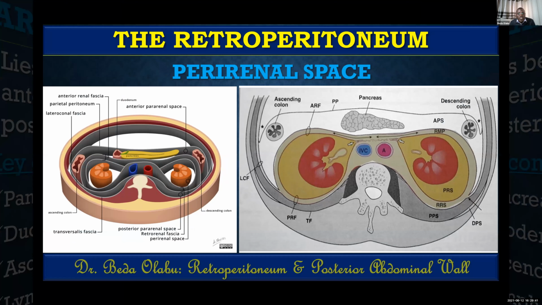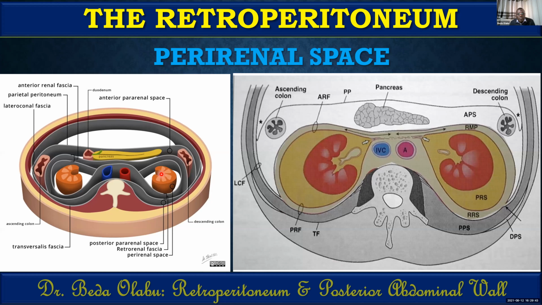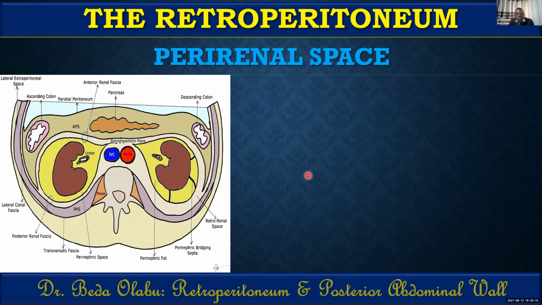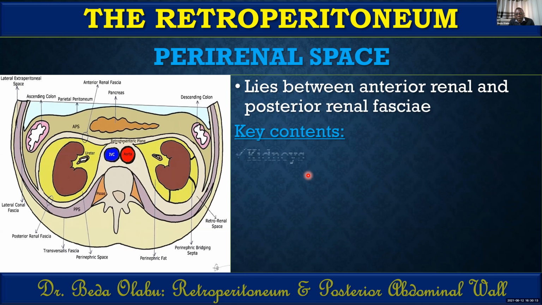Okay, the second space I want us to talk about is the perirenal space. As the name suggests, this is the space around the kidney. So the perirenal space will be between the anterior and the posterior renal fascia. Between the anterior and posterior renal fascia, that's where you're going to have the perirenal space. So what does the perirenal space contain? Of course, the kidneys are contained here.